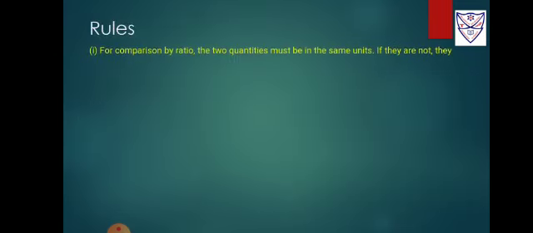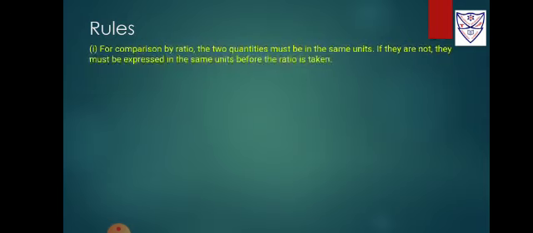Rules of ratios. For comparison by ratio, the two quantities must be in the same units. If they are not, then they must be expressed in the same units. For example, find the ratio of 40 centimeter to 1.5 meter. Now students, here you can see there are different metric units, that is centimeter and meter. First of all, we have to make the units the same. So let us convert 1.5 meter to centimeter. 1.5 meter equals 150 centimeter. Why? Because 1 meter equals 100 centimeter.